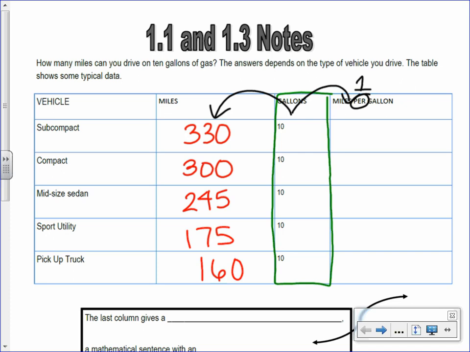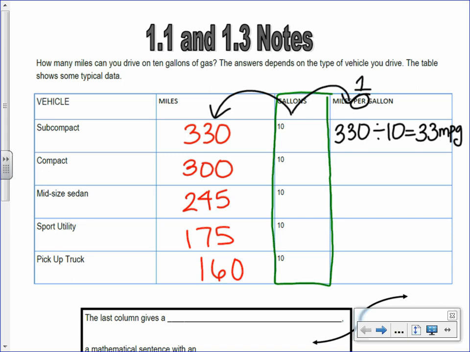So if I want to know how much they can go in 1 gallon, think about what you would do with that 330 and that 10. I'm going to give you a second to think about it in your own mind. Okay, so hopefully you said you would take the 330 and divide it by the 10 gallons. And for 1 gallon, you can go 33 miles per gallon.